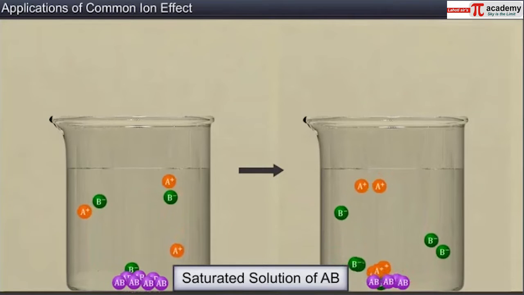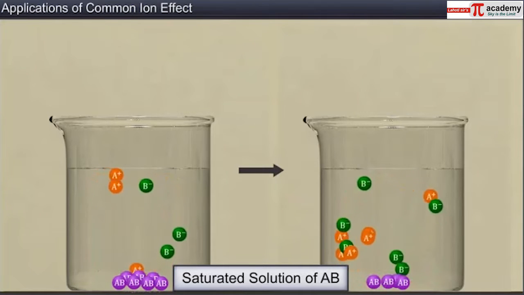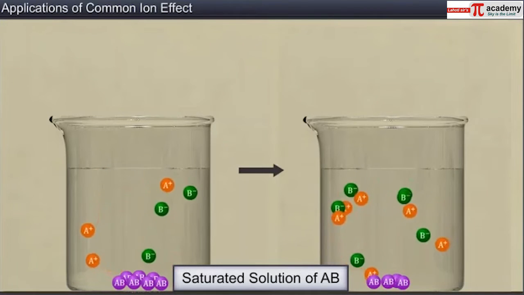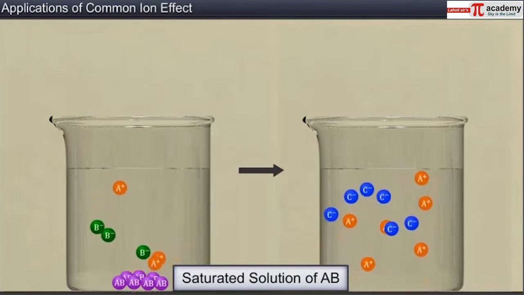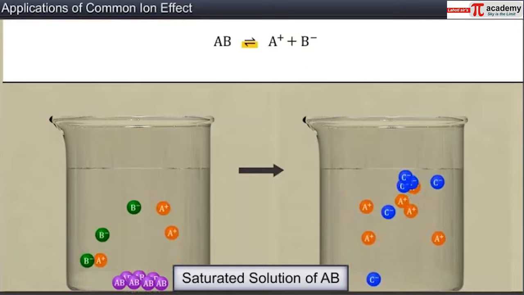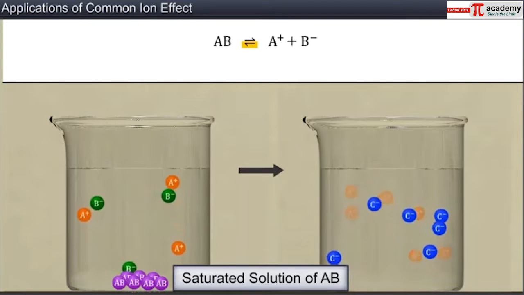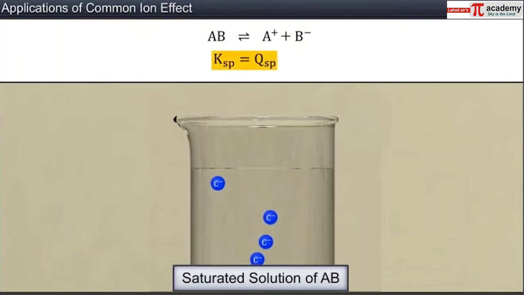On the other hand, if the concentration of any one of the ions is increased by adding an electrolyte, then the equilibrium shifts towards the left according to Le Chatelier's principle till Ksp becomes equal to Qsp.